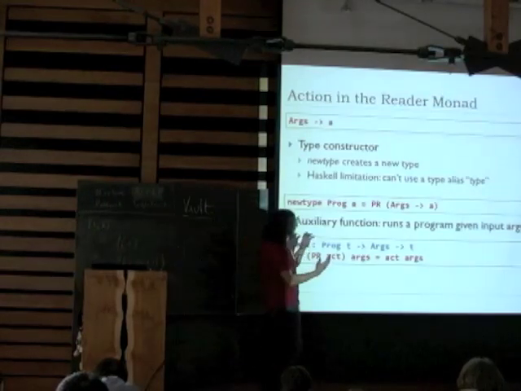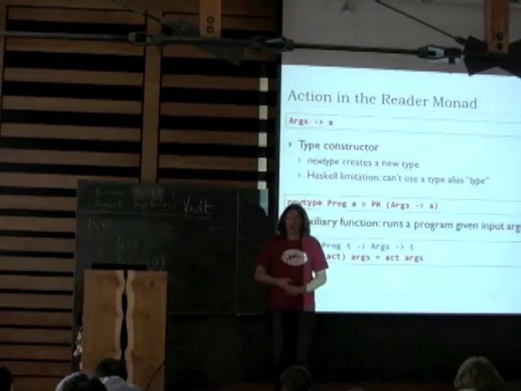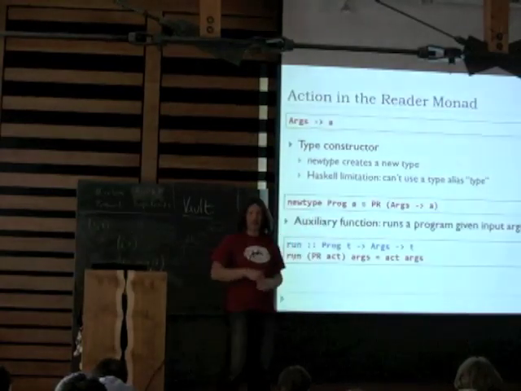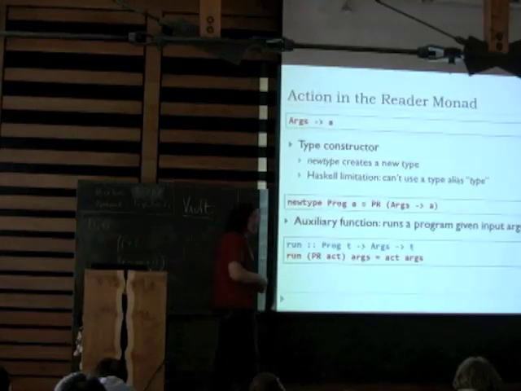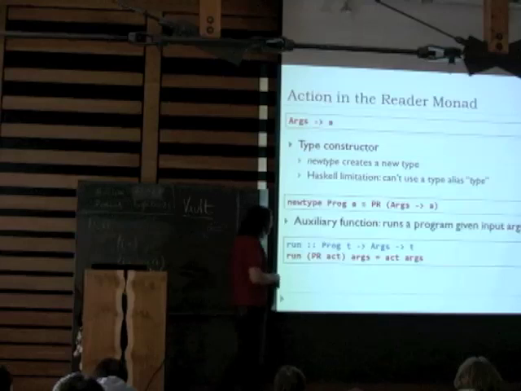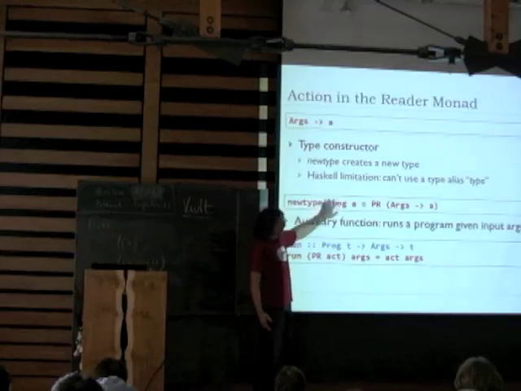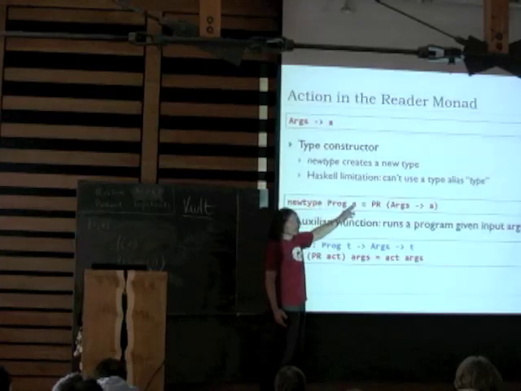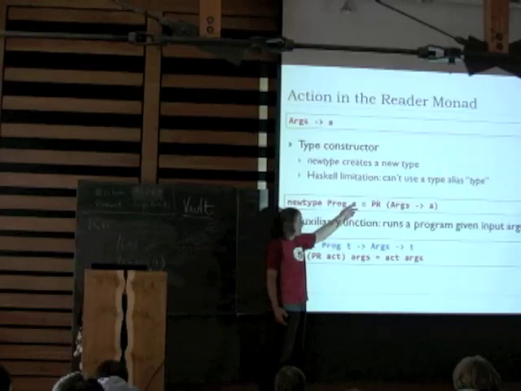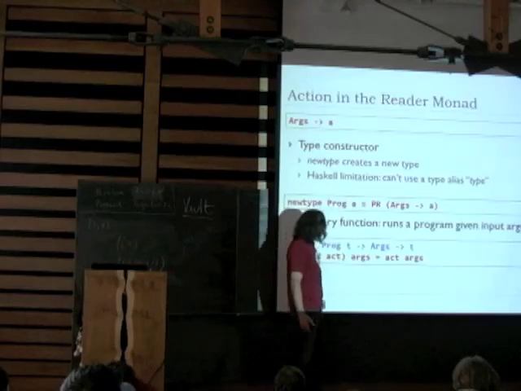So this action, in Haskell, has to be encapsulated into a new data type. This is for reasons that have nothing to do with anything, just that Haskell has to do type inference. So it has to have a new type for this. I'll call this new type Prog of type A, a program that returns A. Let's say A is an integer. In the rest of the stuff, this will be an integer. So it's a program that calculates an integer.